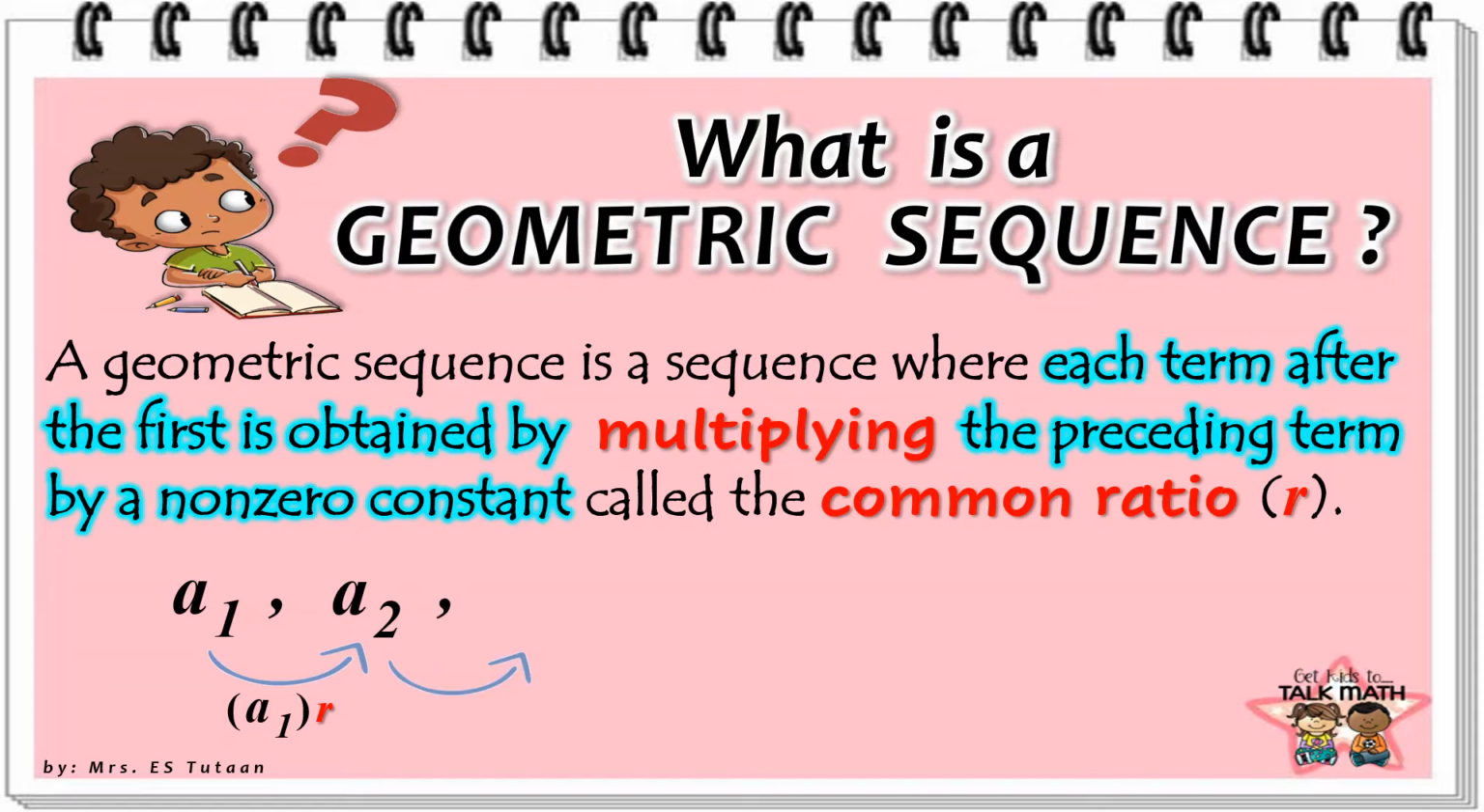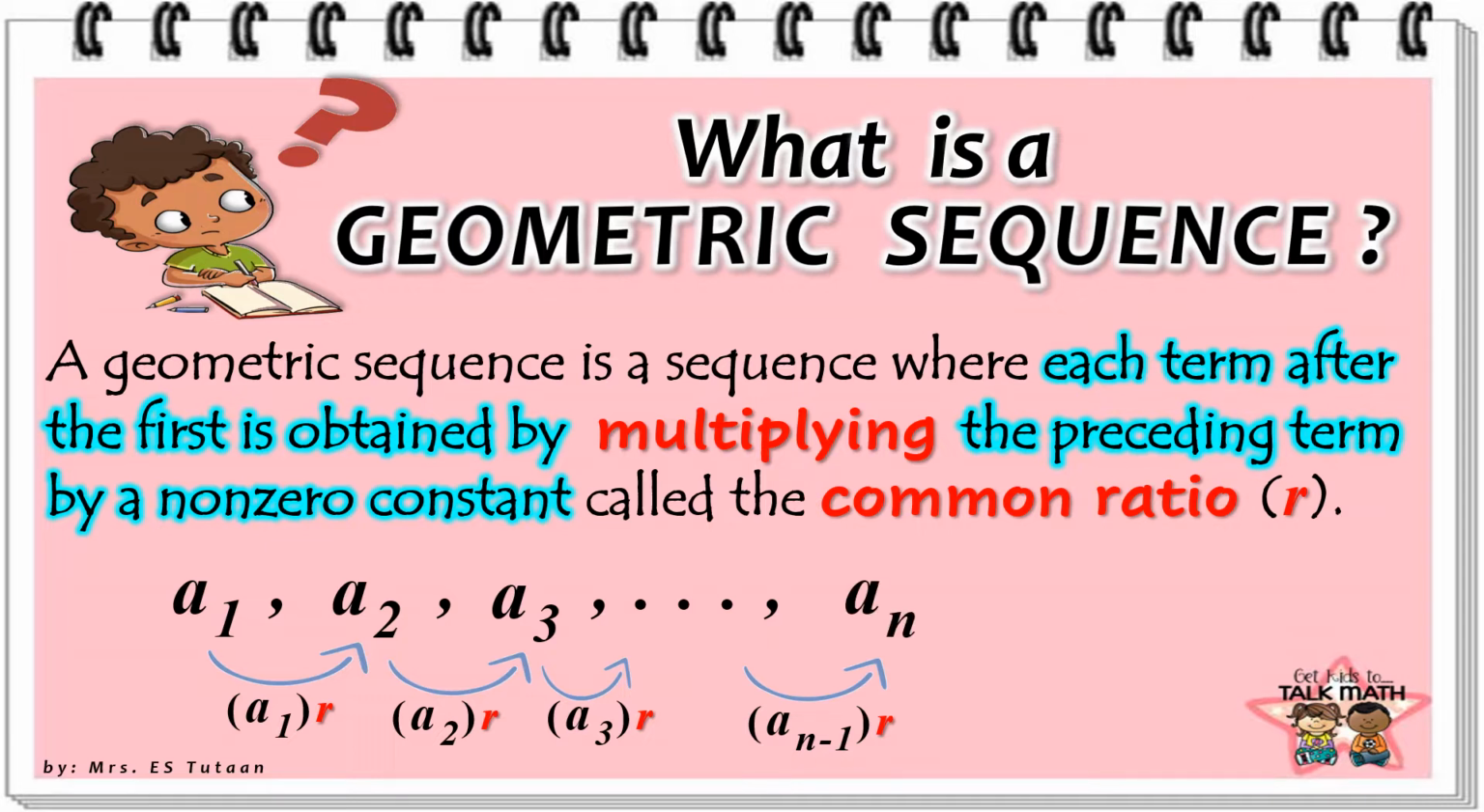Para naman sa third term, we will do the same process. So, we will multiply a sub 2 times the common ratio, and that will give us the third term until the last term of the sequence. So, paulit-ulit lang yung ating procedure hanggang sa makarating tayo sa hinihingi sa ating last term ng geometric sequence.